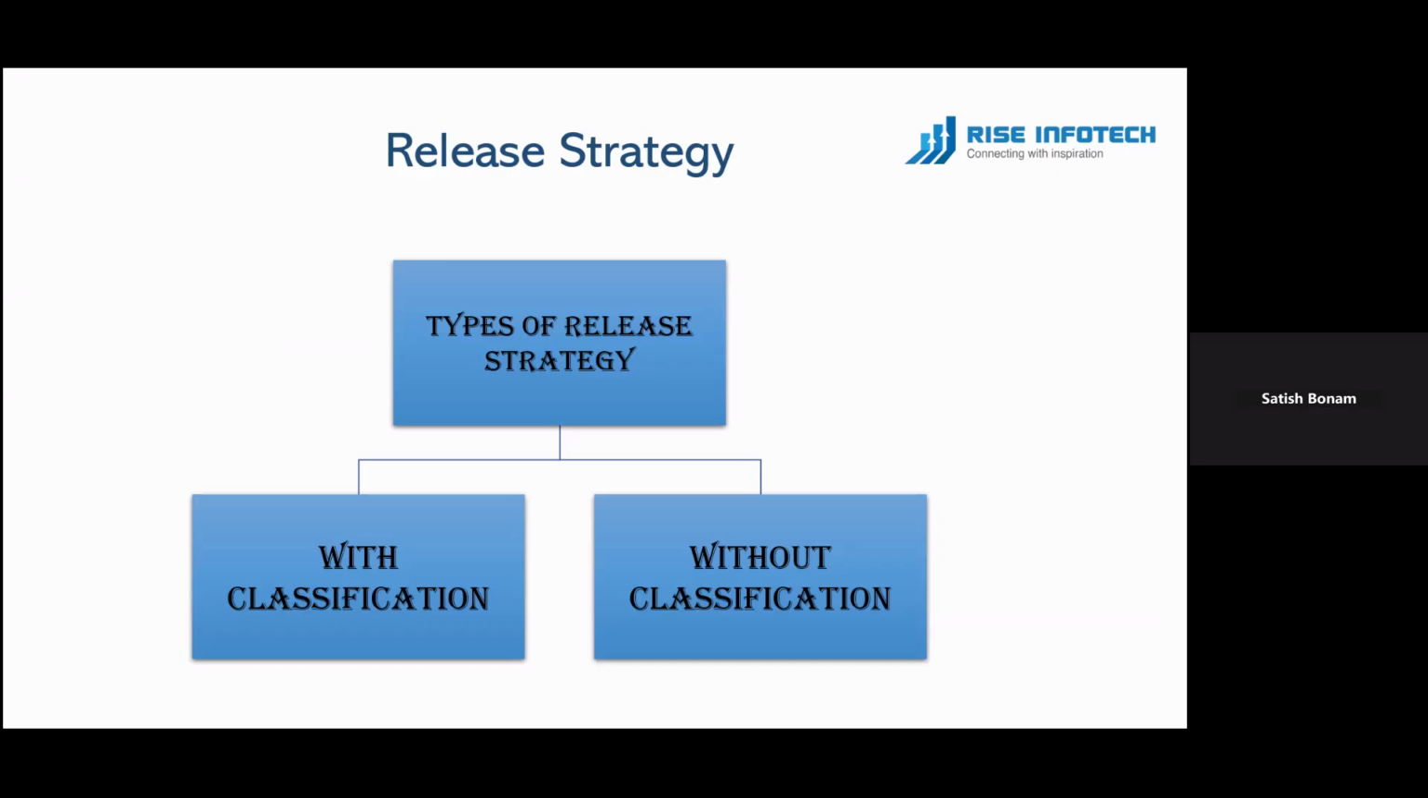The next type is without classification. Without classification, release strategy can be configured only for PR alone, and at only item level release. We can have account assignment category, material group, and plant as characteristics. Workflow can't be set up for approvals.